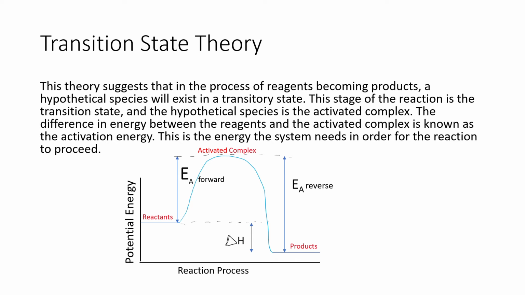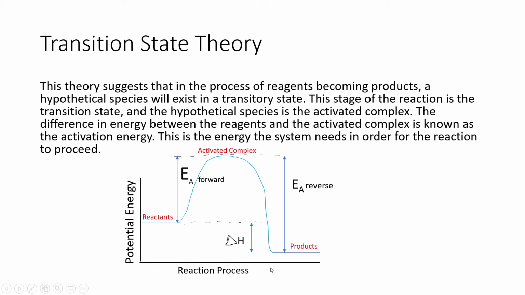Transition state theory. This is an important theory for rate laws and how rates occur. This theory suggests that in the process of reagents becoming products, a hypothetical species will exist in a transitory state. The stage of the reaction is the transition state, and the hypothetical species is the activated complex. So in order for reactants to become products, they will very briefly enter a transitory state that has a much greater energy than either the reactants or the products. The difference in energy between the reagents and the activated complex is known as the activation energy. This is the energy that the system needs in order for the reaction to proceed.